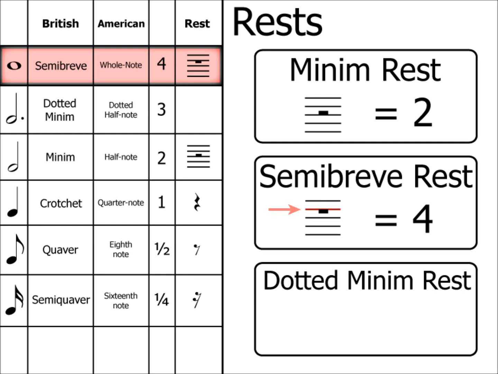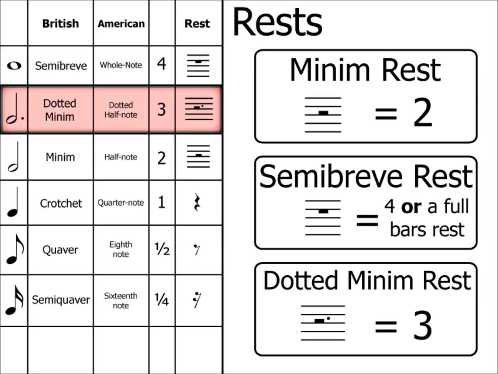An important feature of the semibreve rest is that it also represents a full bar's rest in almost every other time signature. There are a few exceptions, but if you see this, it means either a 4-beat rest or a whole bar's rest. The dotted minim rest looks like a minim rest but has a dot next to it. The dot works in exactly the same way as it does with a note. It adds half the value of the rest to itself. In other words, the black rectangle sitting on the line is a rest worth 2. The dot adds half of that value to itself, 1. So 2 plus 1 equals 3.